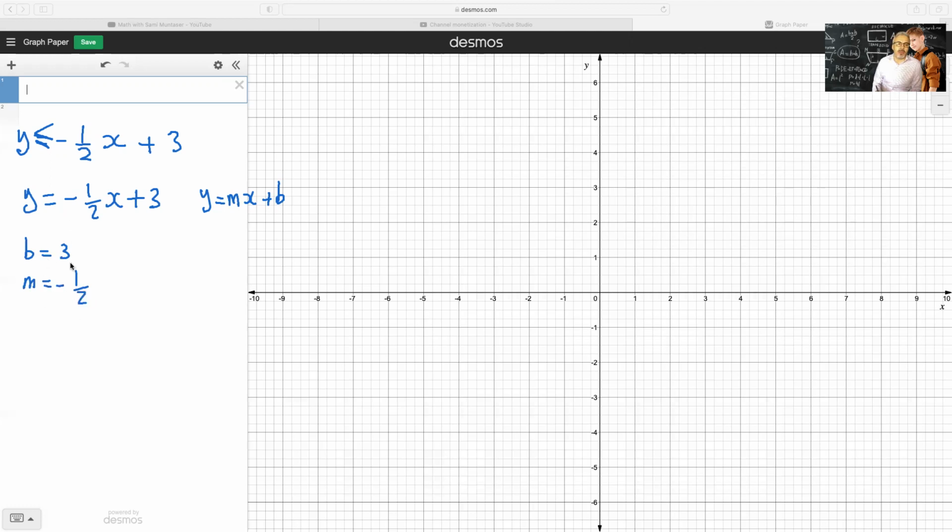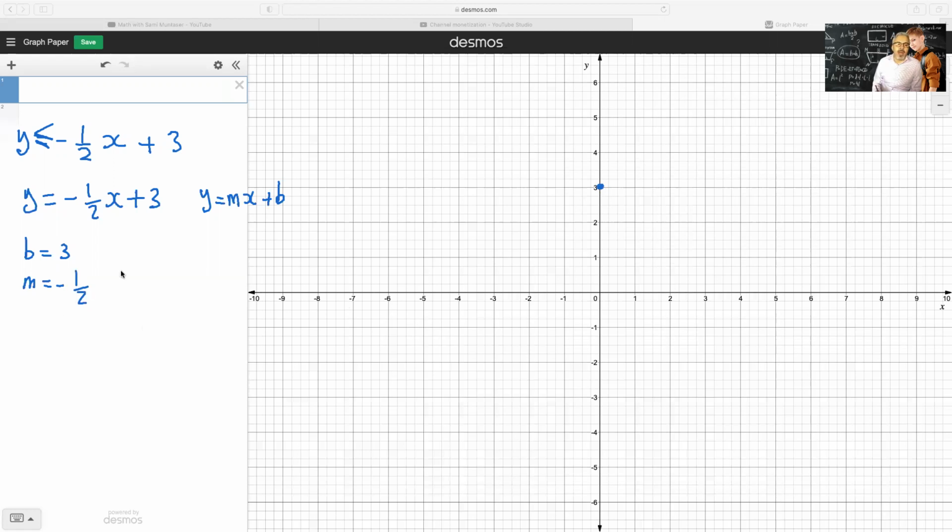So I go ahead and plot the y-intercept. What does the y-intercept mean? If this is the x-axis and this is the y-axis, the y-intercept means where your point is on the y-axis. So basically where you're intersecting or intercepting the y-axis. So you go to where y equals 3 is and you put a point.